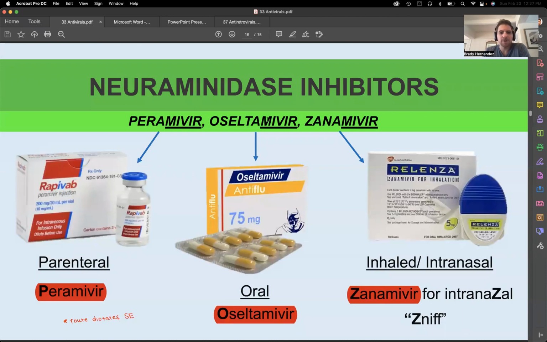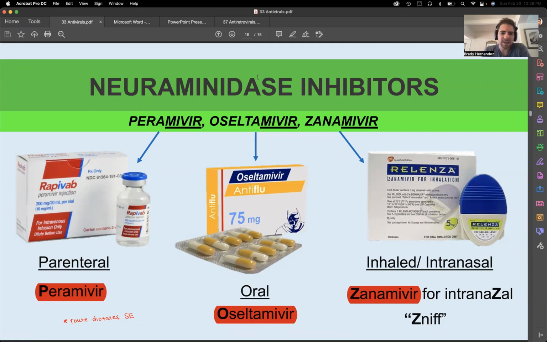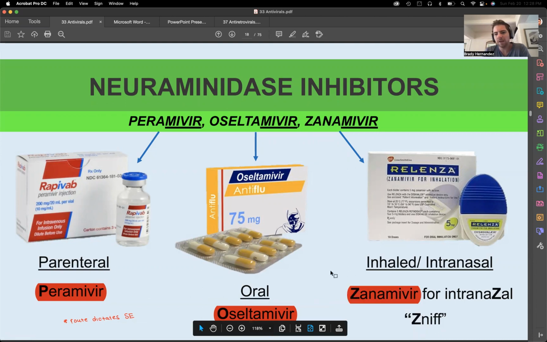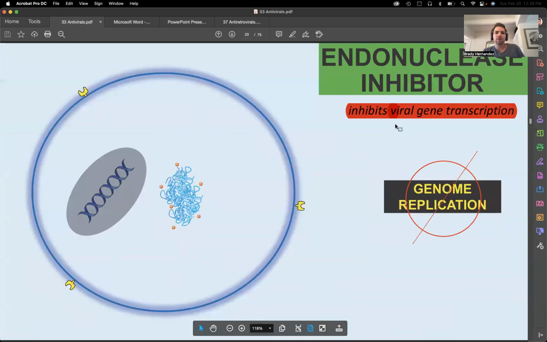All right, so these are specific for the neuraminidase inhibitors. This is a good slide to remember. This was a testable point of how they all work, right? These drugs indicate what kind of side effects you're going to get. If you give it parenterally, you get different side effects than if you give it orally versus inhaled, okay? So parenterally, you would think pruritus, peeling of the skin, that makes sense. Orally, GI upset, and inhaled, airway irritation. So just remember the -mivir for the neuraminidase inhibitors.